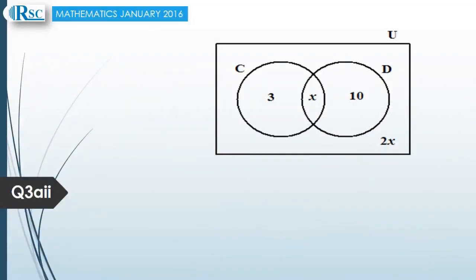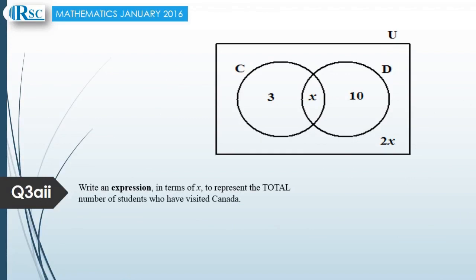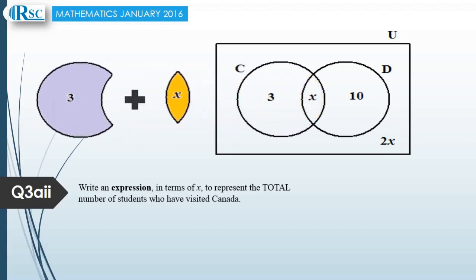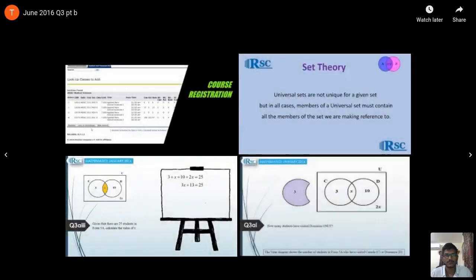In Part B of the question, we are to write an expression in terms of X to represent the total number of students who visited Canada. The total number of students who visited Canada will be 3 plus X. Remember that 3 students visited Canada only and X visited Canada and Dominica. So, if we are asked to find the number of students who visited Canada, it will be 3 plus X. Right, and that was Part B.